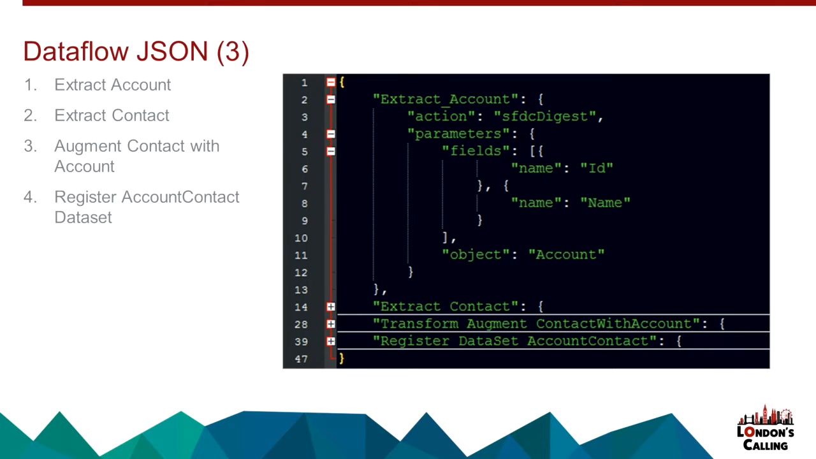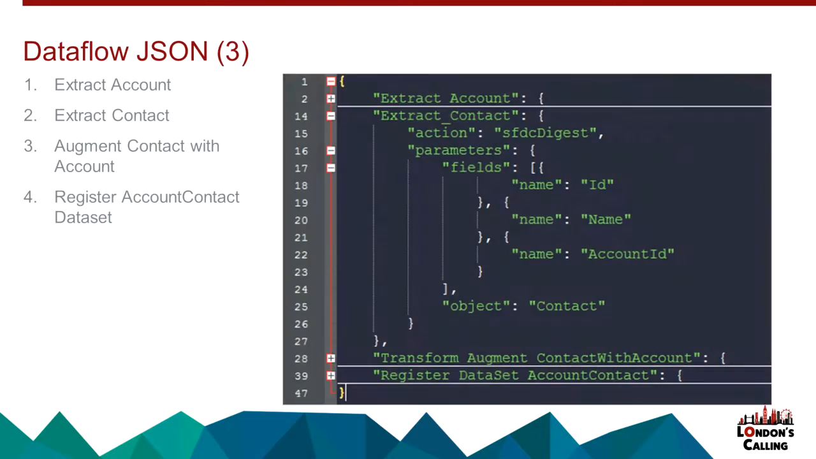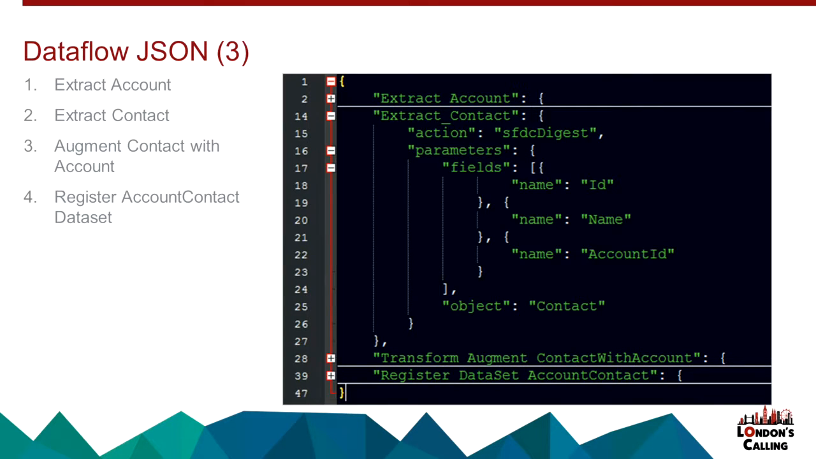So we go into the first step here, extract account. Each step within this file has an action associated with it. And this SFDC digest that you're seeing is essentially saying, I want to go get data from Salesforce. It takes some parameters, and crucially what you're seeing here is both the object that I want to extract from and the fields that I'm interested in pulling into my data set. So you don't have to bring everything, bring what you need. Same story for contacts, obviously a different object in this case, and different fields.